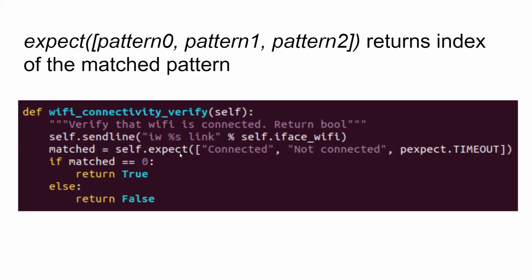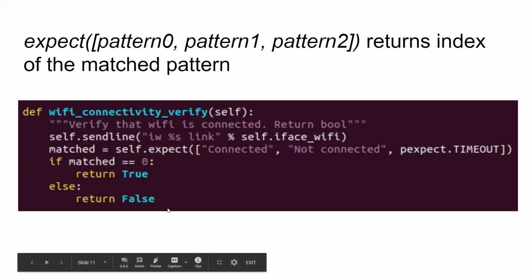Expect returns the index of the match. So if the output is connected, the connectivity test passes, and if it's not connected, or we have neither connected nor not connected, I think the default timeout is 30 seconds, we return false.